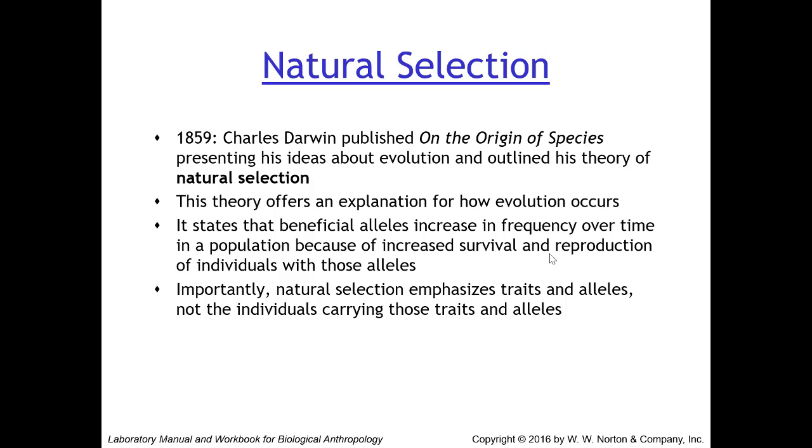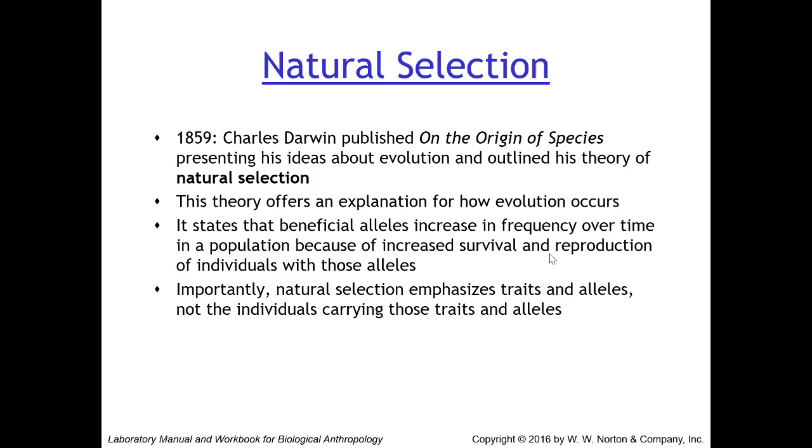So let me recap that one more time. Natural selection overall states that beneficial alleles increase in frequency over time in a population because of increased survival and reproduction of individuals with those alleles. And there is a mechanism behind natural selection. First, there's always variation in a trait and the alleles that code for them within a population, and not everybody in the population will have the same version. Second, there's a tendency towards over-reproduction compared to the availability of resources, which causes competition for those resources.